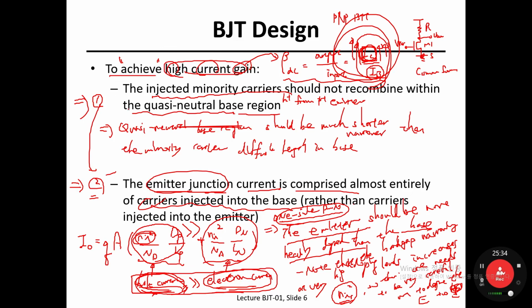And the second BJT device design guideline was that the emitter to base junction should be forward biased as well as one-sided doped. Then the hole current is much, much higher than the electron current. Okay, so please remember those two options in terms of BJT device design guidelines.